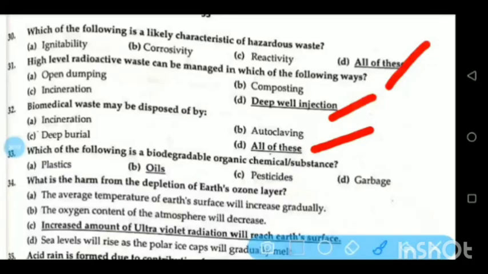Which of the following is a biodegradable organic chemical or substance? Oils. What is the harm from the depletion of Earth's ozone layer? Increased amount of ultraviolet radiation will reach Earth's surface.